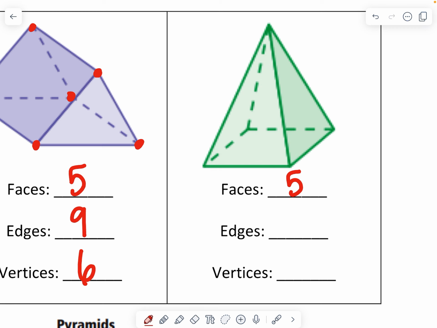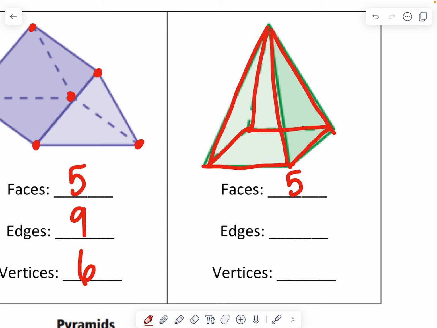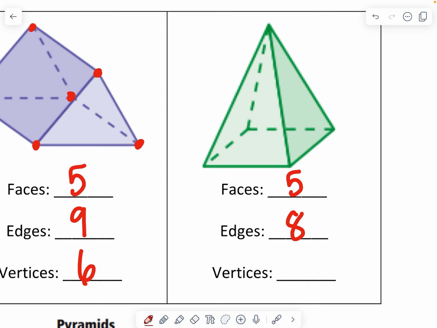The edges, so start at the bottom base, that's 1, 2, 3, 4. And then the lines coming up would be 5, 6, 7, and 8. So there's 8 edges. And then vertices, remember the one on the top is 1, and then 2, 3, 4, 5. So 5 faces, 8 edges, and 5 vertices.